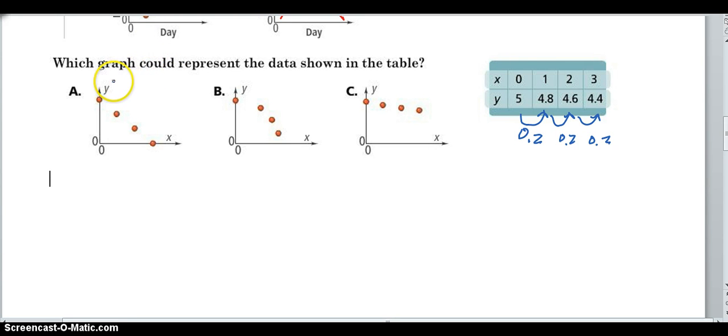It's downward, so either it's going to be A or C, and you have to decide if you think C is actually linear or if you think A is. Now, since we progressed 3 days and we're still at 4.4, I would go with C, because it looks like if that's 5, that could be 4.8, 4.6, 4.4, and work its way down to 0.